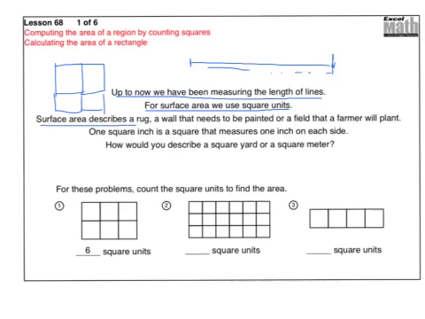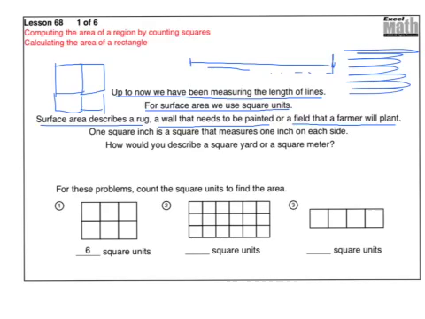Surface area describes a rug, a wall that needs to be painted, or a field that a farmer will plant. Surface area is space. It can describe how big your paper is right now, the amount of space on your paper. Or look up at the ceiling. It can describe how much space there is up there on the ceiling. It's not a line.